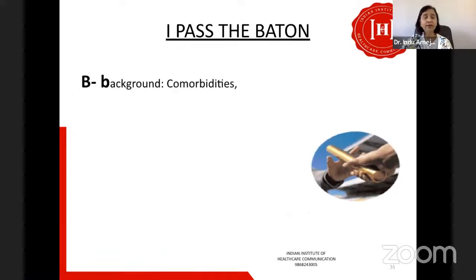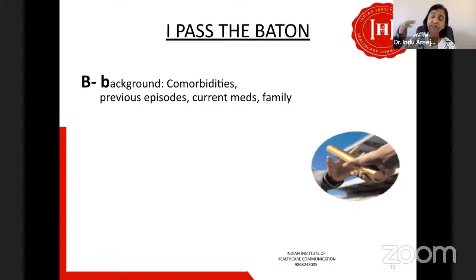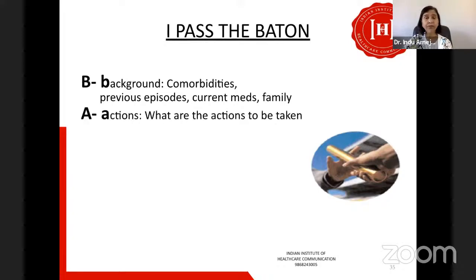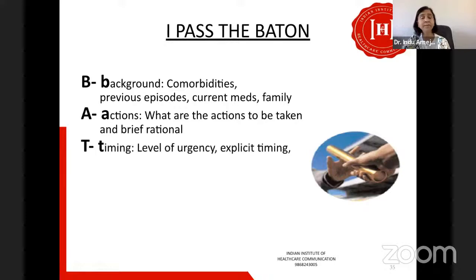And baton would be, B is background. So you will talk about the comorbidities, previous episodes, current meds, family, to give the picture, especially if the person is not there in front of you and you're making a phone call or you're informing someone who's at a different location. So you will have to really give more details for the person to recollect about whom we are talking. A is what action to be taken, or you think has been taken, that you want to share with the person.